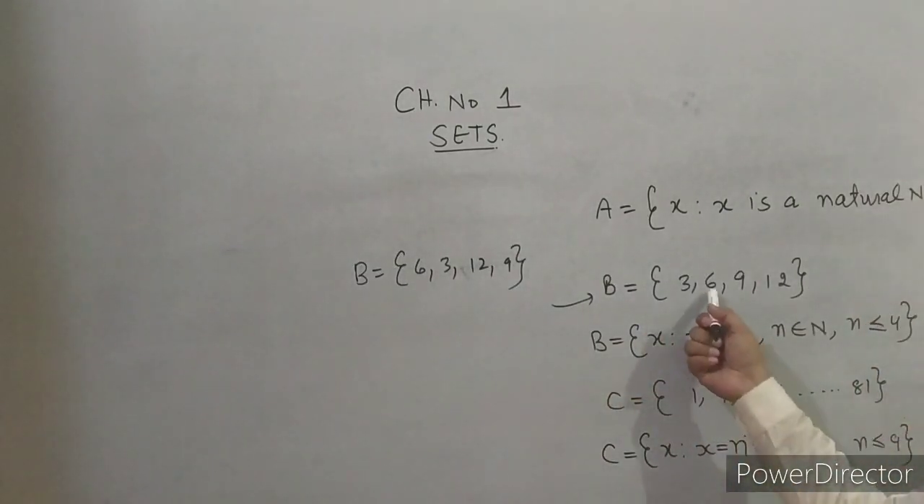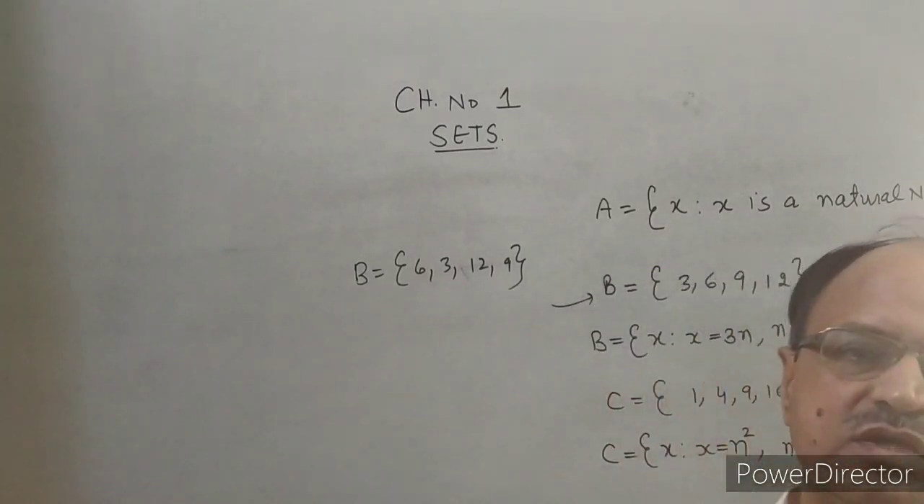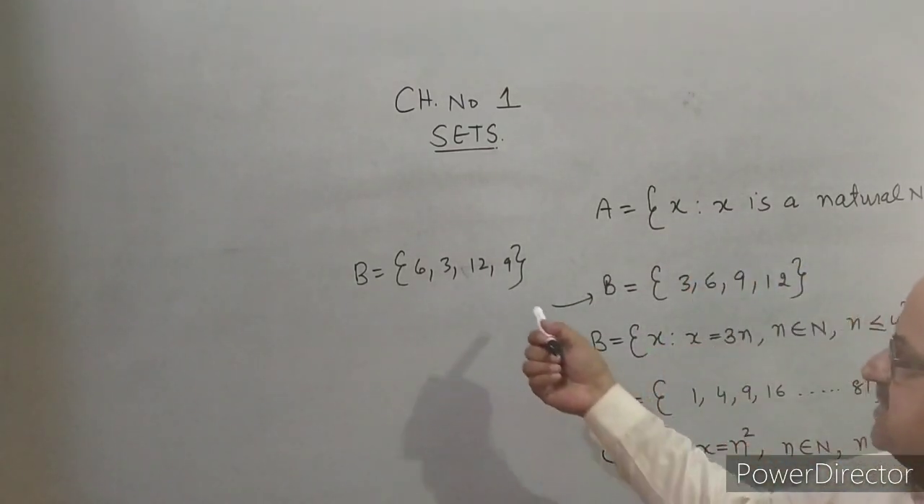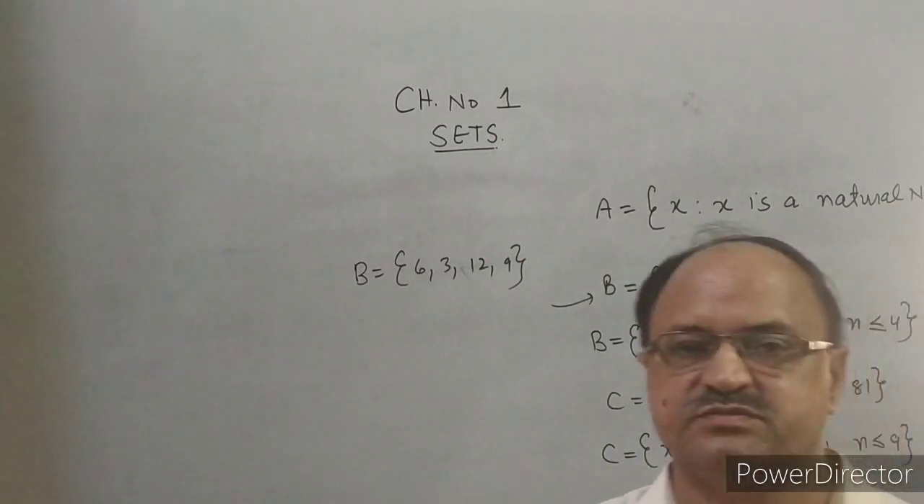This is the ascending order, but it is not compulsory in a set. You can write ascending order or descending order. You can write the elements in any order because the list of elements in a set is immaterial.